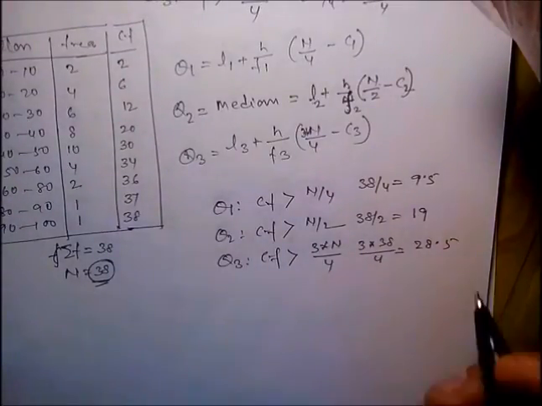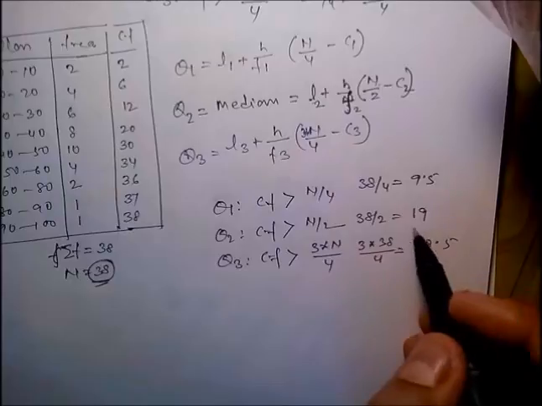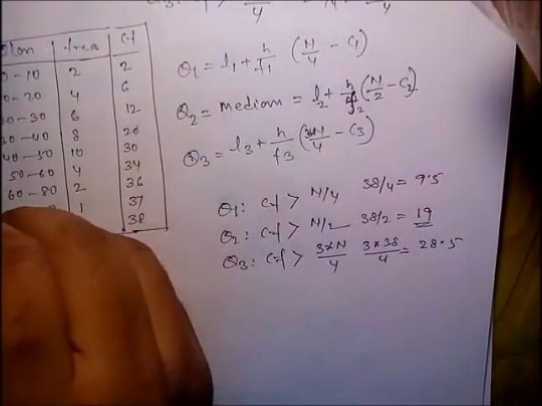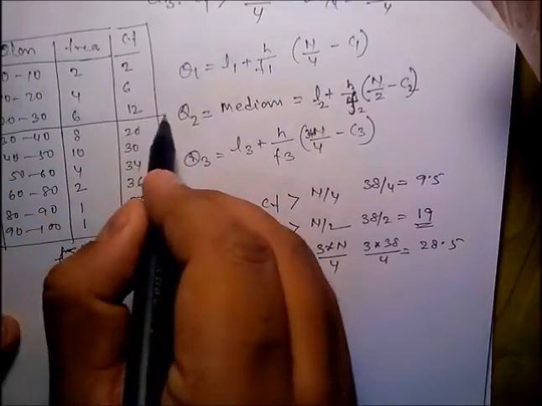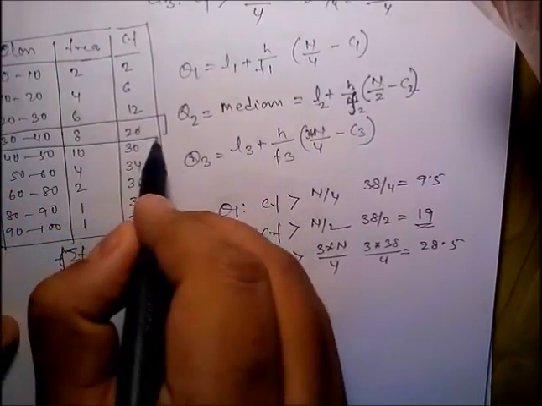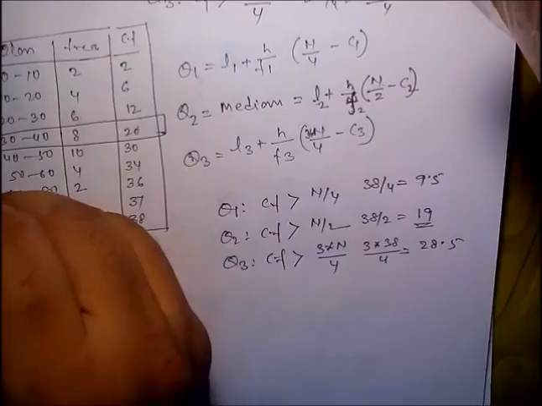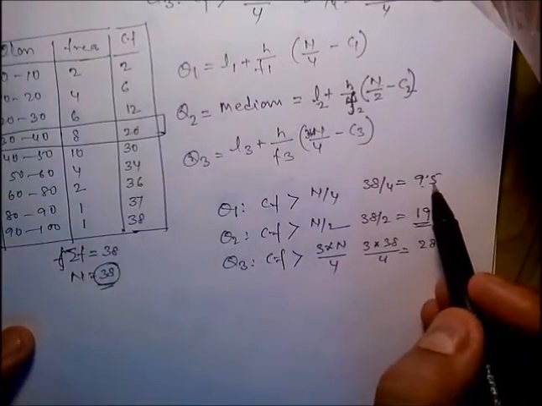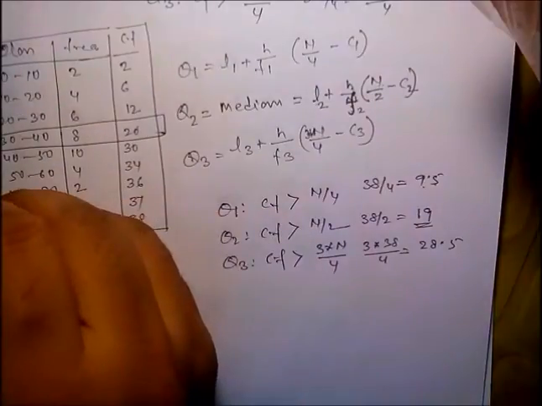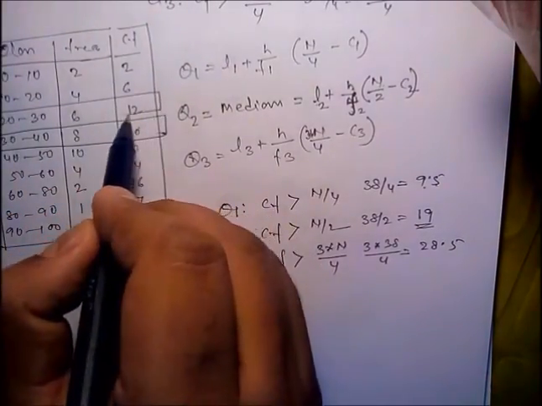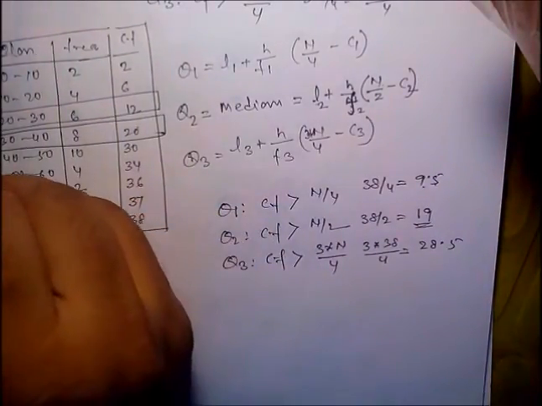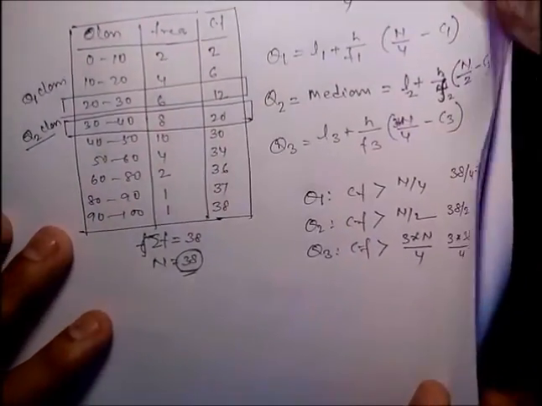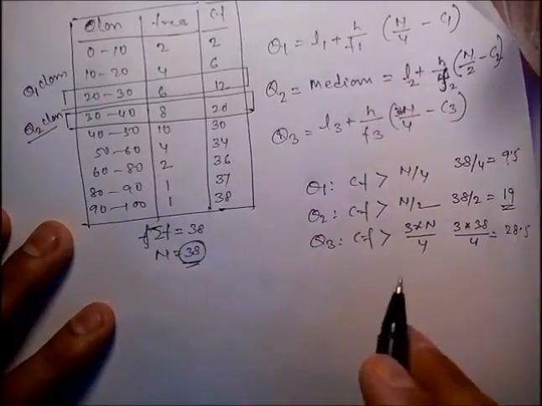Okay, so identify the CF just more than 9.5, which is 12. So Q1 class is this one. Now for Q2, identify the CF just more than 19, which is 20. So this is our Q2 class.